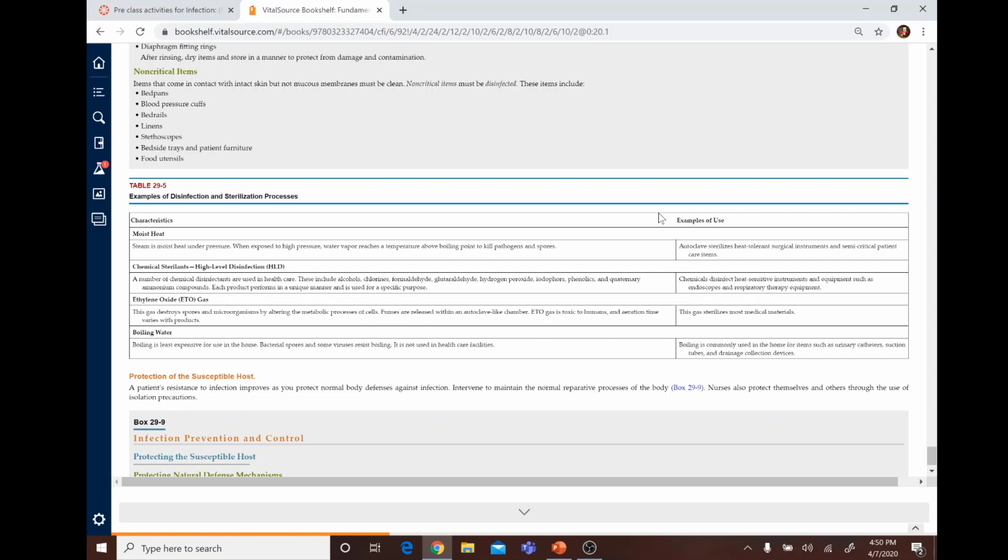Tell me about boiling water. Boiling is least expensive for use in the home. Bacterial spores and some viruses resist boiling. It is not used in healthcare facilities. So boiling is commonly used in the home for things like urinary catheters, suction tubes, and drainage collection devices.